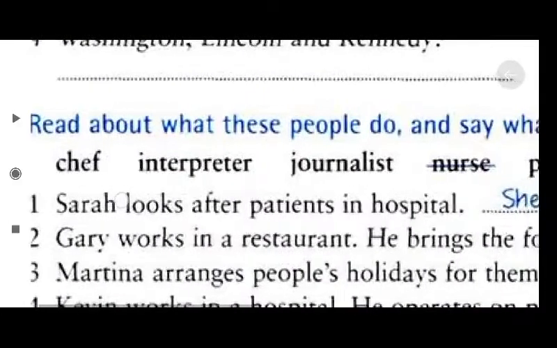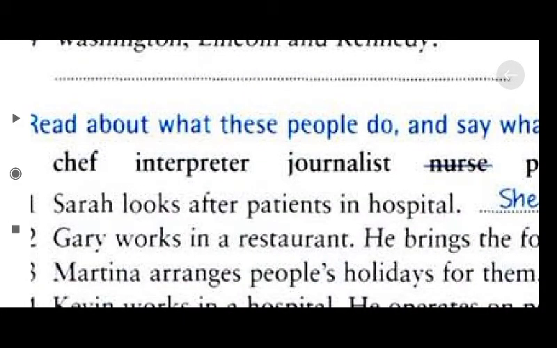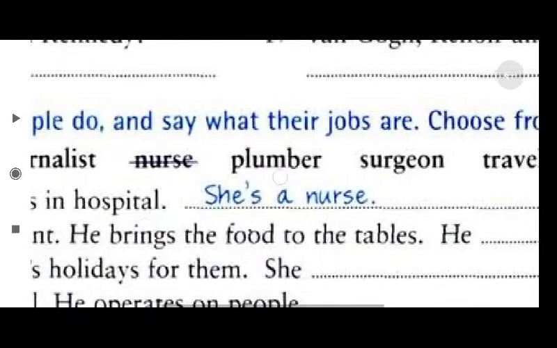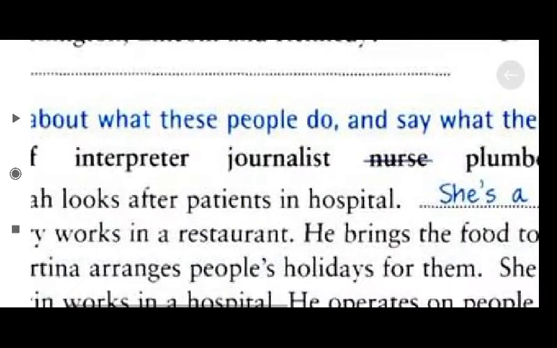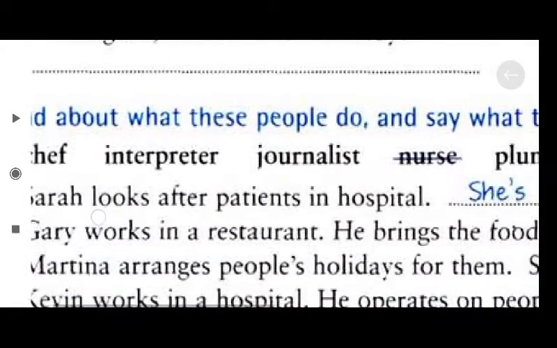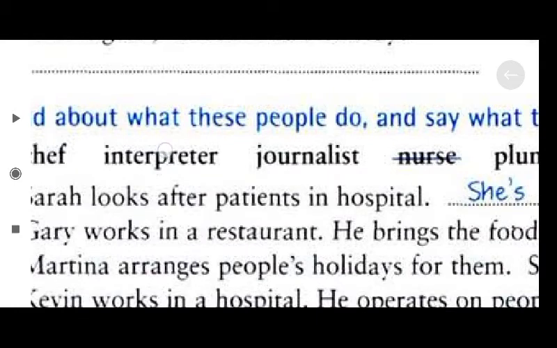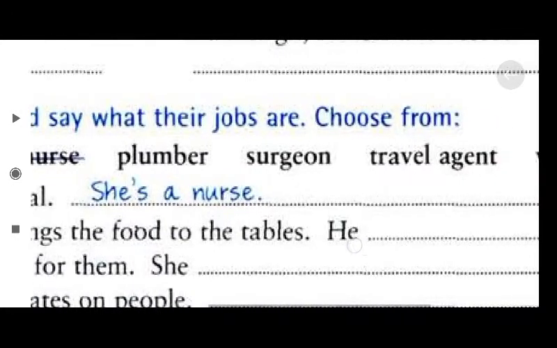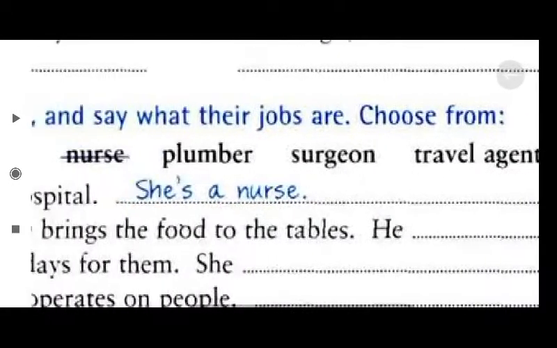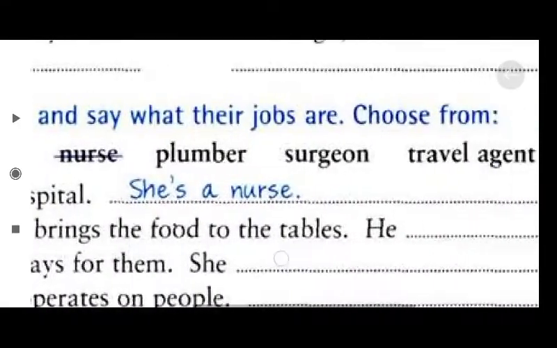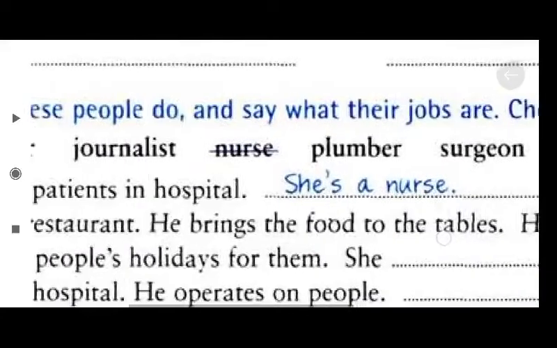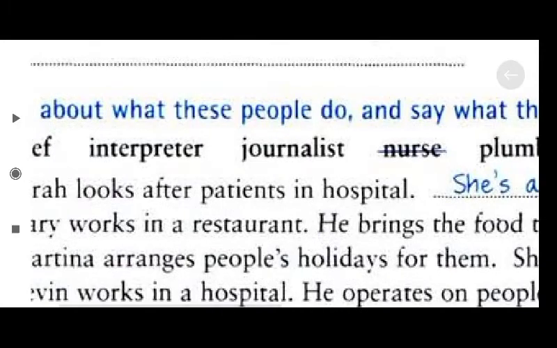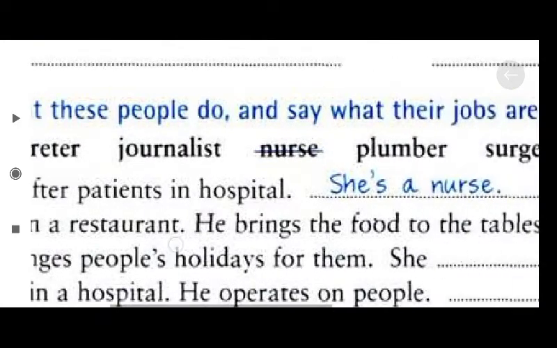Number 2, read about what these people do and say what their jobs are. Choose from this list: chef, interpreter, journalist, nurse, plumber, surgeon, a travel agent, and waiter. We have here the first one as an example. Sarah looks after patients in a hospital. She is a nurse.